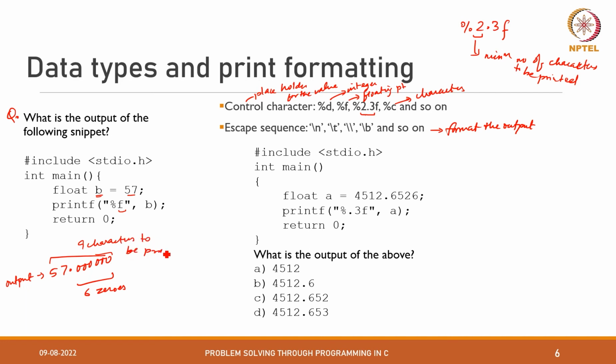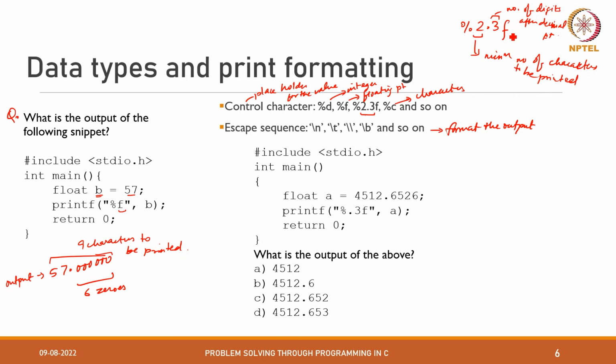So here we have a total of 9 characters to be printed. This first part tells us the minimum number of characters to be printed, so there should be at least 2 characters getting printed. The second part tells us the number of digits after the decimal point. Up to 3 digits after the decimal point is what we want to be printed.